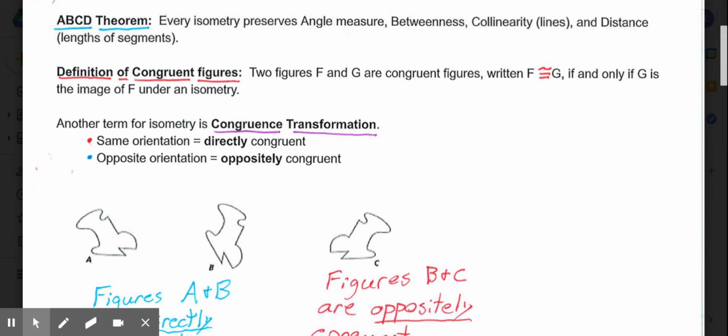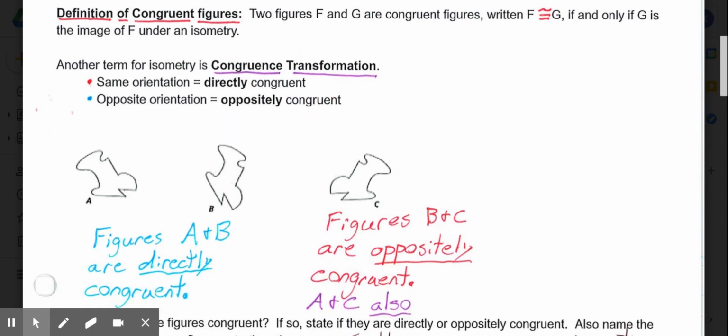If we have the same orientation, we consider the figures directly congruent. So if both are clockwise or both counterclockwise, they are directly congruent. If the orientation is flipped or opposite, then we call the figures oppositely congruent. Either way, they're still congruent.